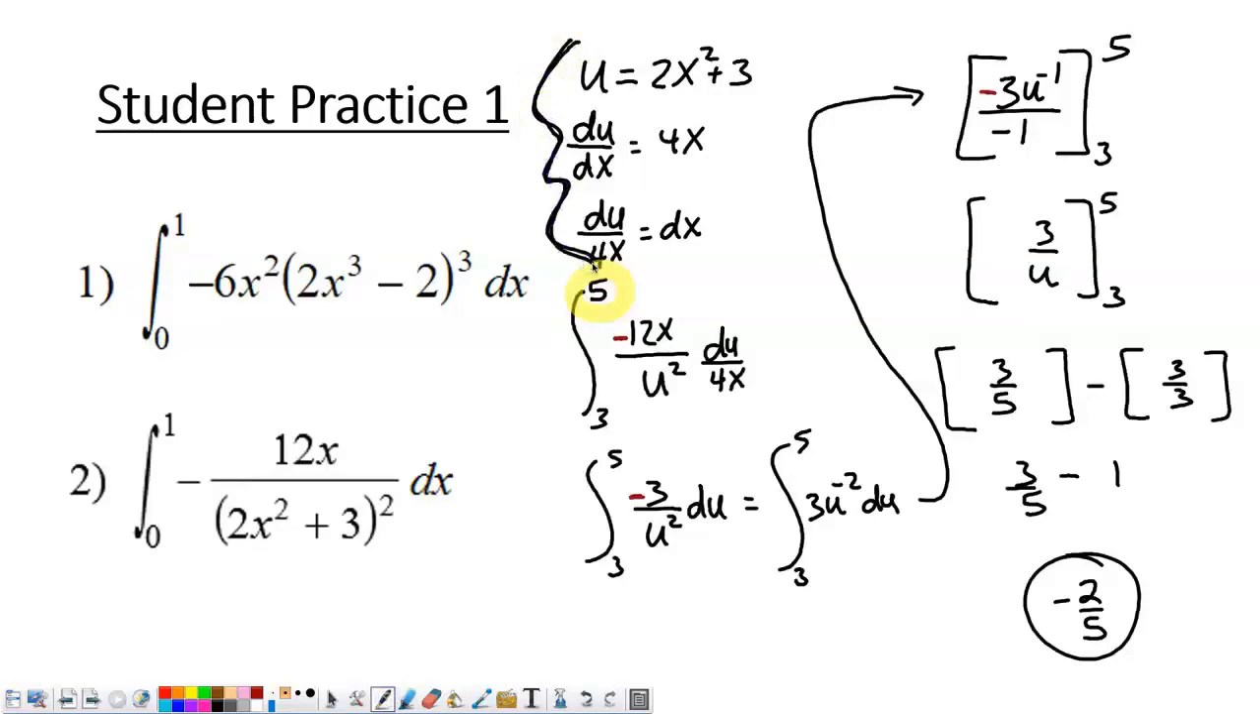All right, guys, so the first few steps you probably got all on your own. Nothing new there, but I want to draw your attention to the limits. Make sure that on step 4 you have 5 and 3 for your limits. You get that by plugging in the 1 and the 0 into your u equation, and that transforms them into 5 and 3.